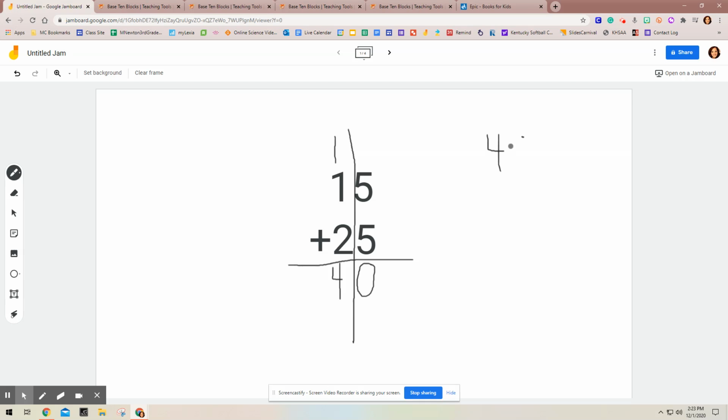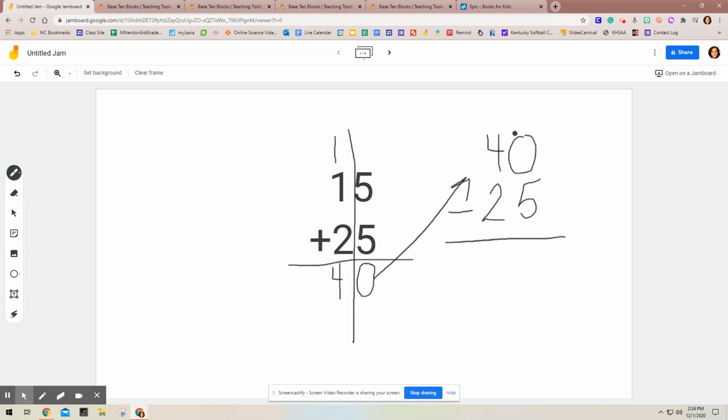The cool thing about addition and subtraction is you can always check your answer. What you do to check your answer is you take your sum, 40, and you could do minus 15 or 25. But this is a fact family. So if you subtract 25, you need your answer to be 15. If you subtract 15, your answer needs to be 25. You're going to do the same thing.